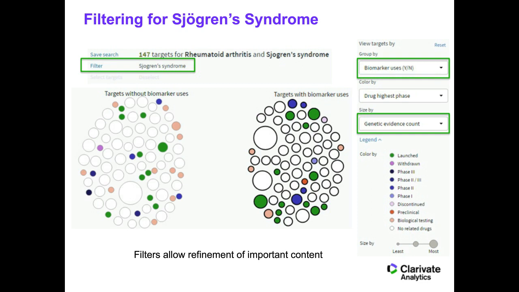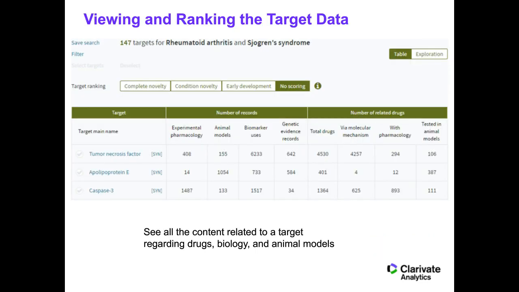Here is a table now. This table allows you to see all the values and all the record counts that we have associated with each of these targets, depending upon if it's related to the drug, an animal model, genetic evidence, or the biomarkers. Additionally, this table allows you to begin to rank these targets based off of the different pieces of information related to the target.